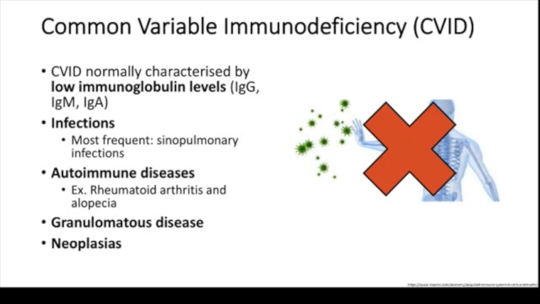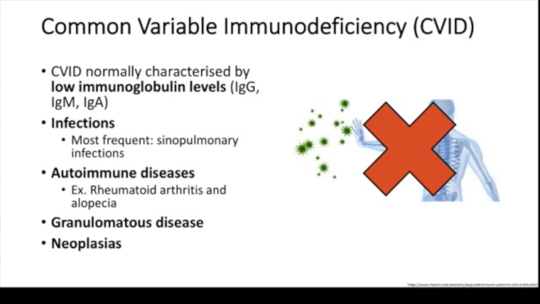There is also the occurrence of autoimmune diseases, which are found in about 20 to 25% of CVID patients. Now, there are a wide range of autoimmune diseases that are found to be linked with CVID, and these diseases generally occur as a result of your immune system developing an inappropriate response against your own cells, meaning that your immune system begins attacking your own healthy cells. Examples of such diseases include rheumatoid arthritis and alopecia.